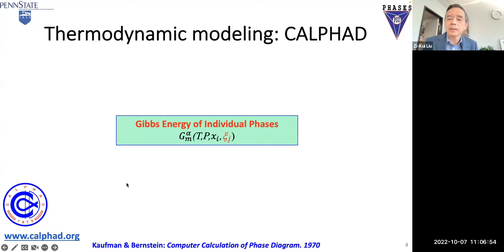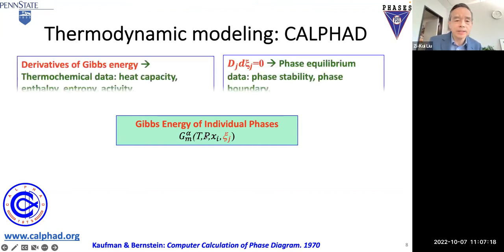So I want to give one slide about CALPHAD modeling. It basically models a free energy function, typically the Gibbs energy function. We're using the function of temperature, pressure, and composition, but I also want to talk about the internal degrees of freedom. Today I was talking with Peter and Krishna in the morning that the pressure maybe should be replaced by the stress, right? Because for solid phases, stress is very important.